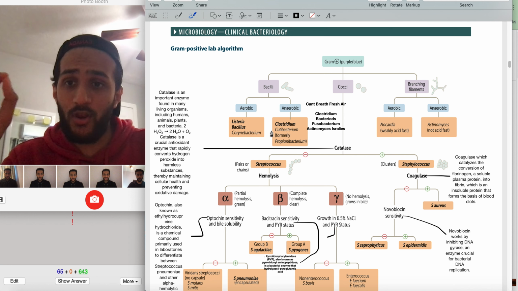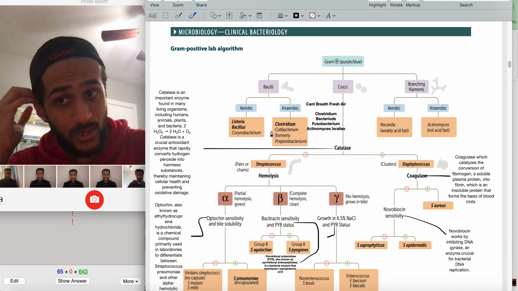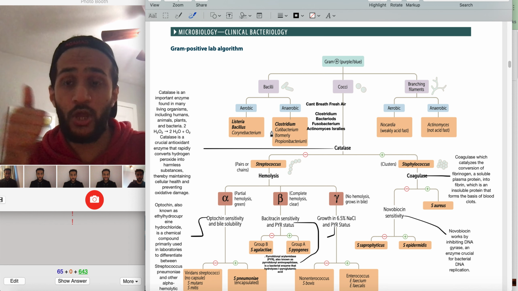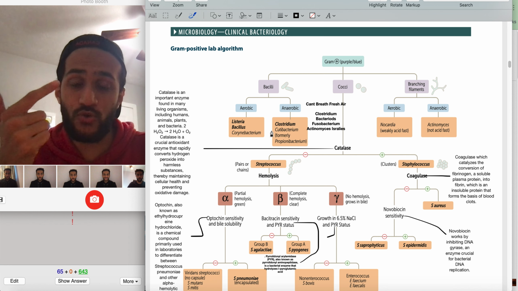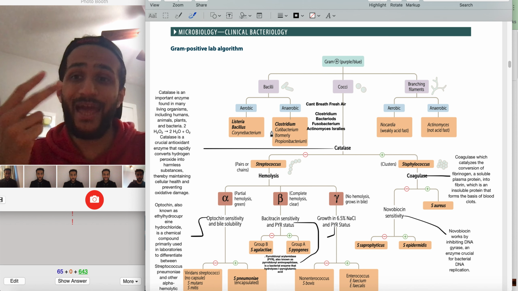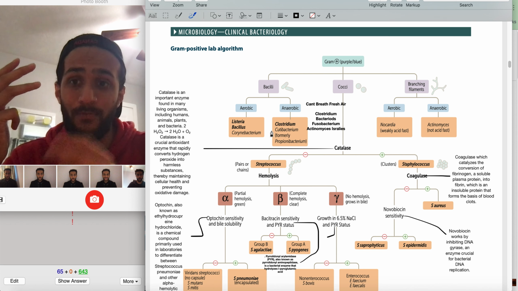And we have a really nice mnemonic for anaerobic bacteria. That's going to be "can't breathe fresh air." So C as in Clostridium, B as in Bacteroides, F as in Fusobacterium, and A as in Actinomyces.